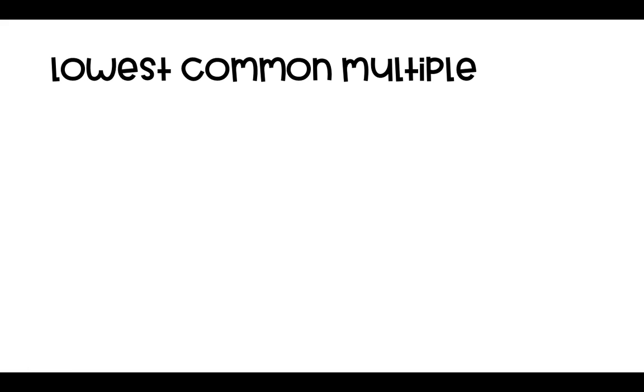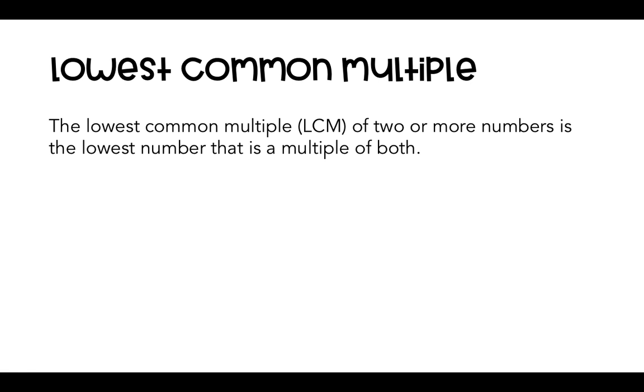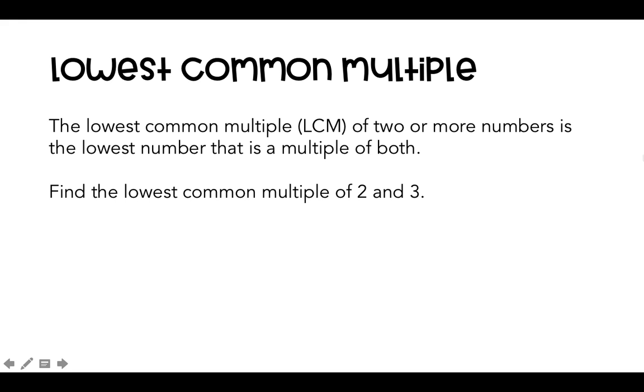Now, multiples are easy. The next thing we do is a little bit more challenging, but still really easy. The lowest common multiple of 2 or more numbers is the lowest number that is a multiple of both. So we'll do some examples. Make sure you've written the definitions down, please. So find the lowest common multiple of 2 and 3.